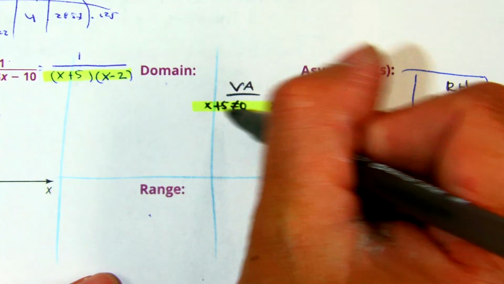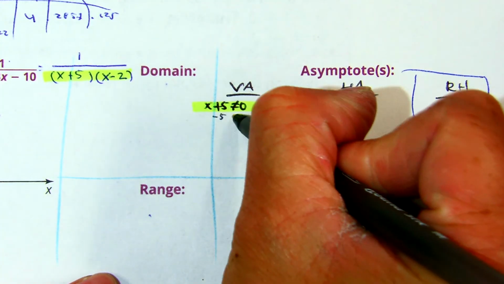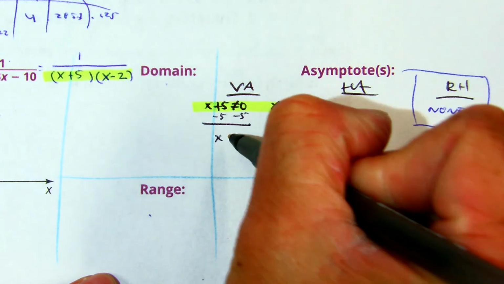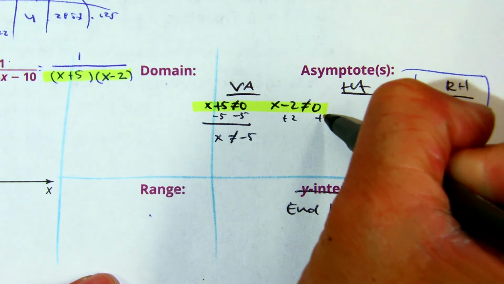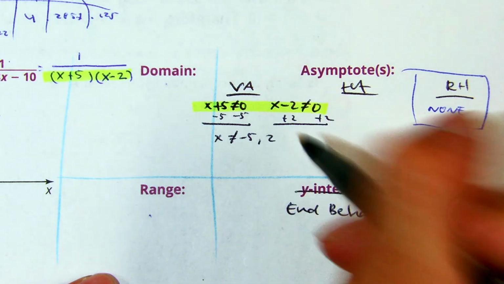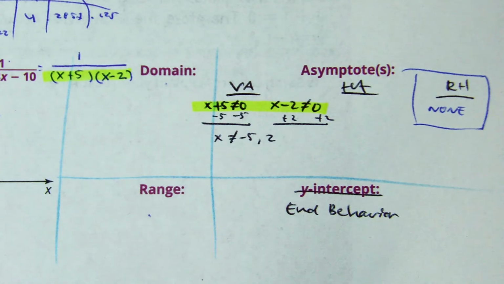Class, when you solve for this, you get what? X is not equal to negative 5 and x is not equal to 2. I'm going to show you this visually on my graph.